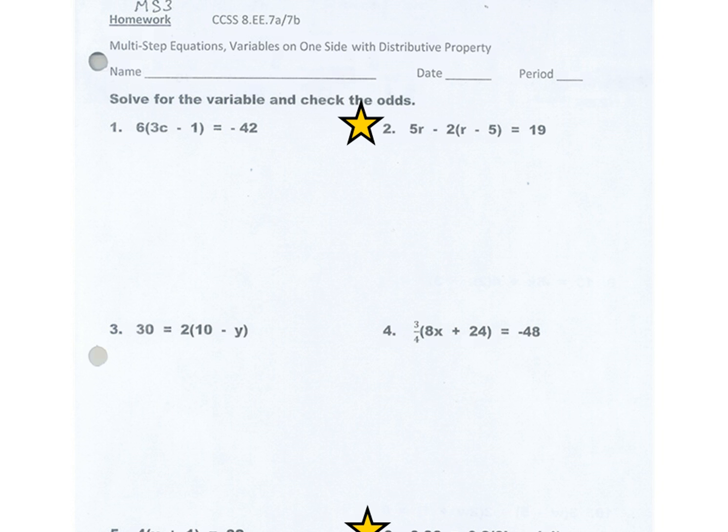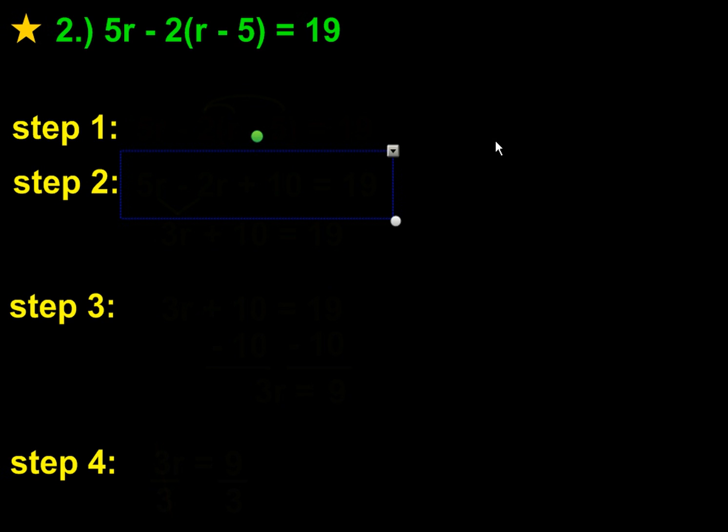Tonight's homework is MS3, multi-step equations, variables on one side with distributive property. We're going to start by taking a look at number 2. We have 5r minus 2(r minus 5) equals 19. So we'll start by copying down the problem.